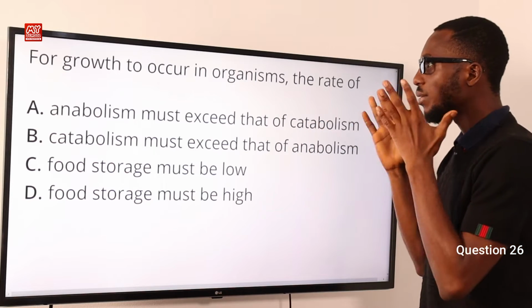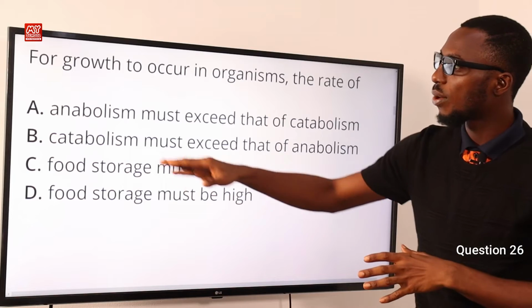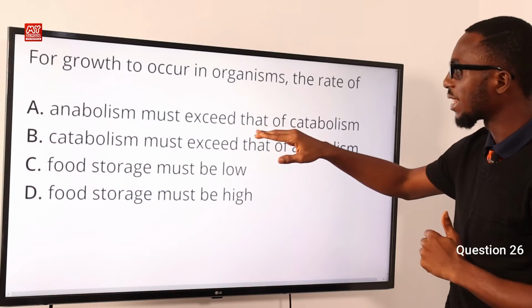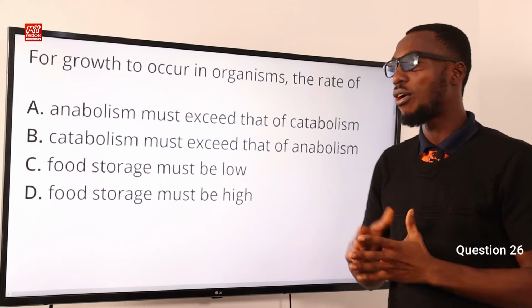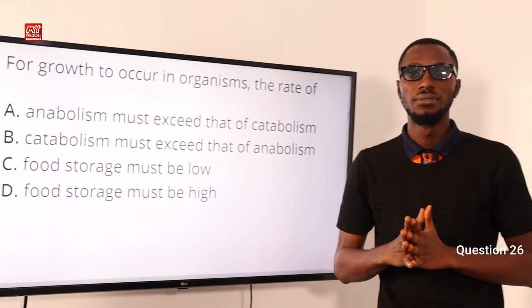So the correct option to the question that is being served is option A. Anabolism, that is the rate of building, must exceed or must be greater than the rate of cutting or pulling down. So option A is very correct.